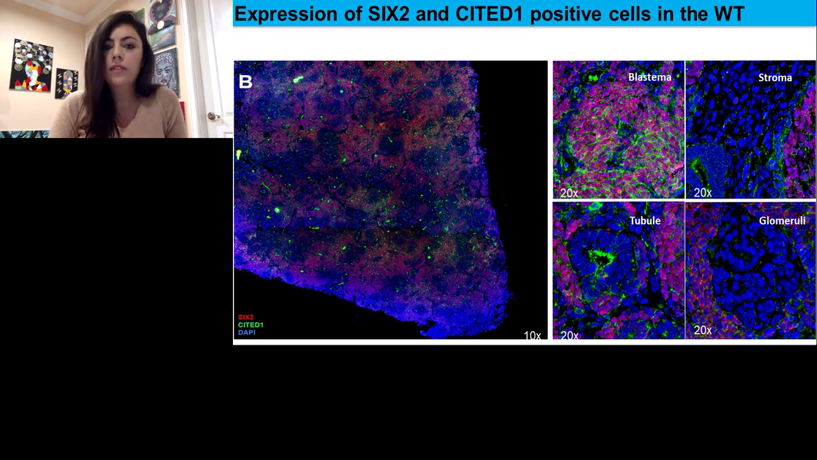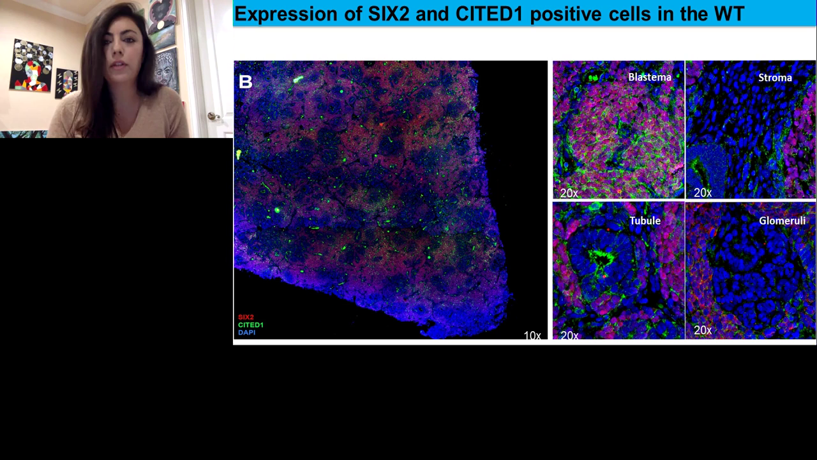In fact, most of the expression of SIX2 CITED1 is found within the blastema. And these are the most undifferentiated portion of the tumor. However, once the tumor attempts to differentiate and create abortive structures such as tubules and glomeruli, they lose the expression of SIX2 CITED1, and also the stroma does not have a strong expression of these markers.